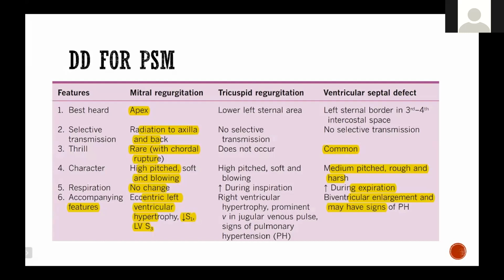And the other thing is, MR, as I previously told, will radiate to the axilla, but TR and VSD have no specific radiation site. Similarly, VSD will be associated with a thrill, but MR and TR will not have any thrill. And as I will mention later about dynamic auscultation, there are a few changes which will happen to our heart sounds as well as murmurs with respiration. We do know that right-sided murmurs will increase with inspiration. Therefore, the TR murmur will appear louder in inspiration. So that's how we can differentiate between the three causes of systolic murmur.